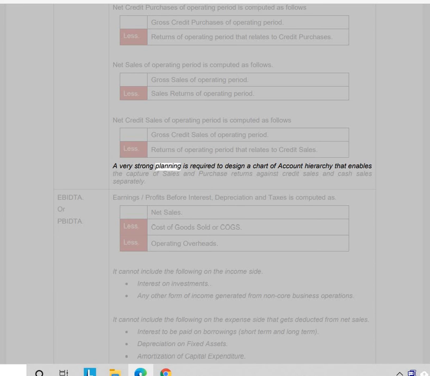A very strong planning is required to design a chart of account hierarchy that enables the capture of sales and purchase returns against credit sales and cash sales separately.